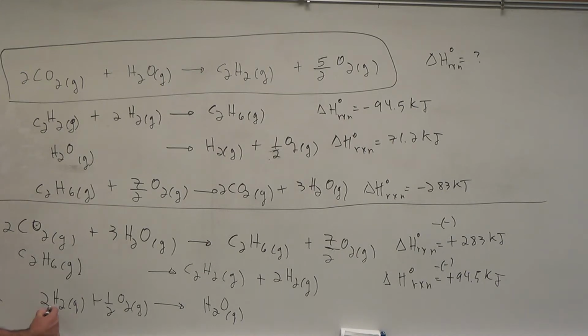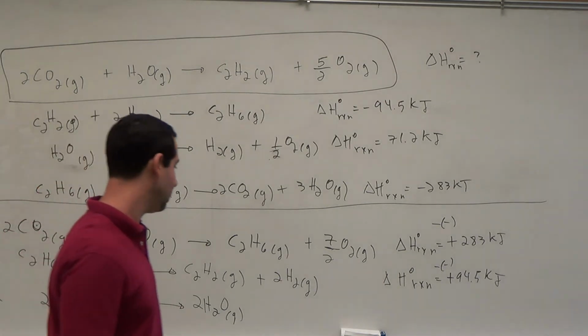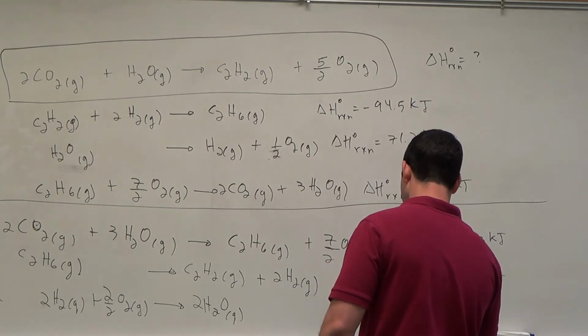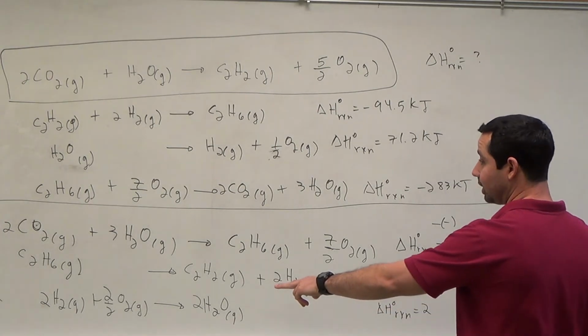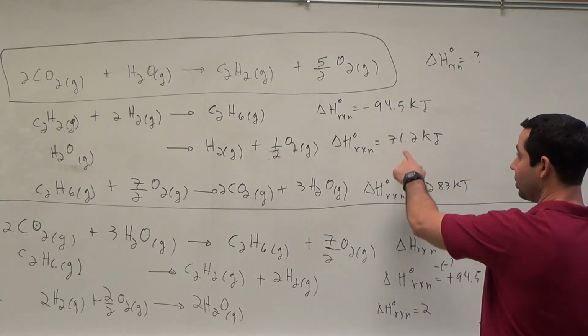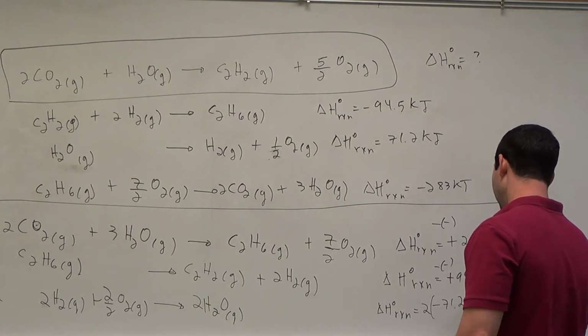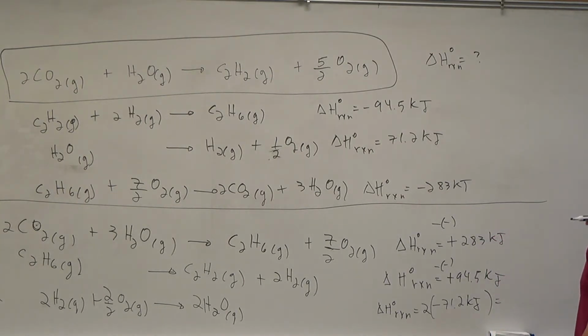I'm going to place a 2 here, a 2 there, and a 2 here. You agree? This delta H will become what? It will be multiplied times 2, and it also will change the sign, yes? What was the sign before for this? Positive. Now it will be negative 71.2 kilojoules times 2. So what's this equal to? Minus 142.4.